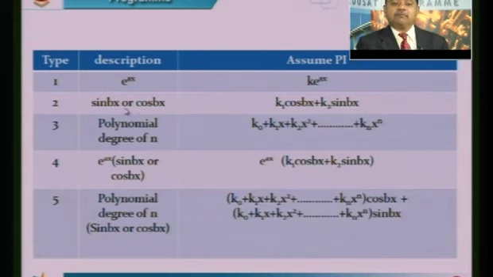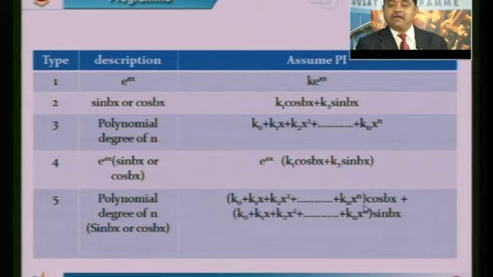Third type, if it is a polynomial of degree n, then you assume it with coefficients k0, k1 x, k2 x square, etc., kn x power n. Type 4, very clear, e power ax into sine or cos, that means the multiplication of the first two types. So here also the assumed PIs multiply. k into k1 becomes another constant, k into k2 becomes another constant, that is why it is written e power ax into k1 cos bx plus k2 sin bx.